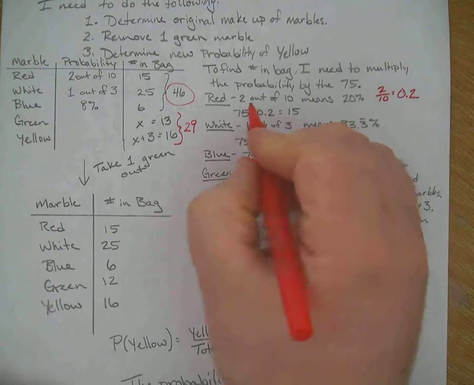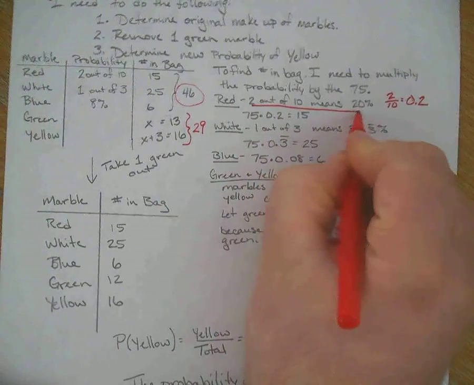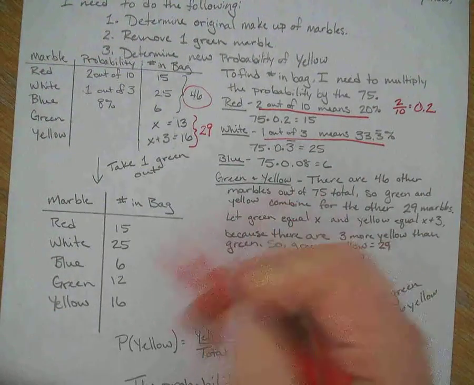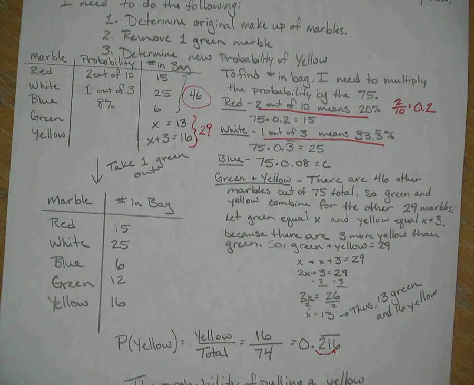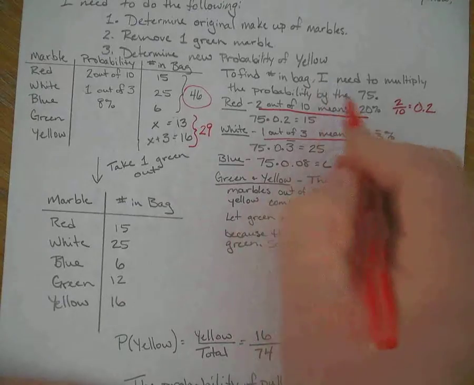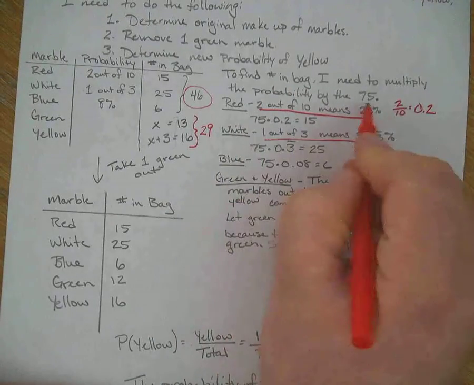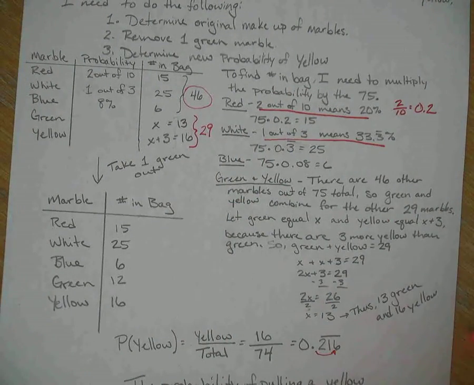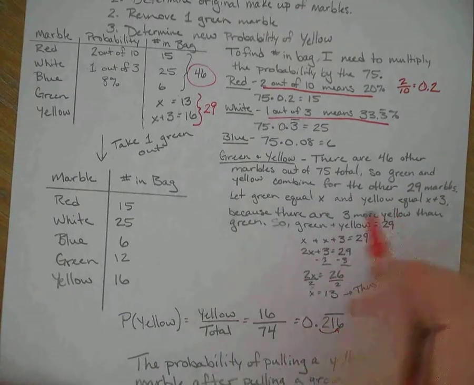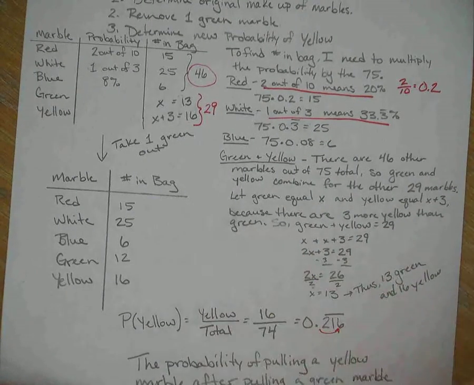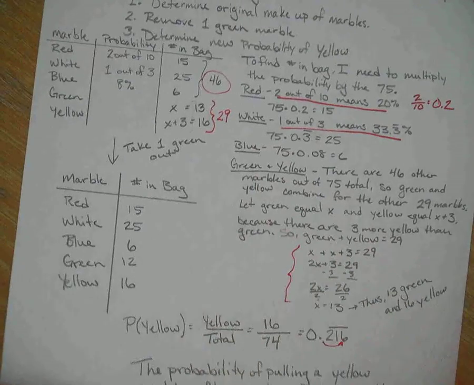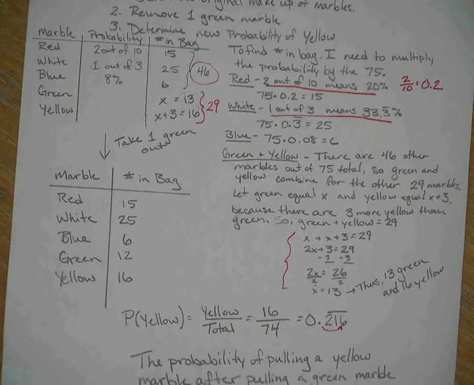I mean, this part's very important in all of these. 1 out of 3 means that percentage, and saying that you're multiplying the probability by 75 is a very important step. And I have to think that there would be some hiccups here in finding the green and yellows. That's one of the harder parts of this problem. That's what really makes it a difficult problem, because one is based on the other.